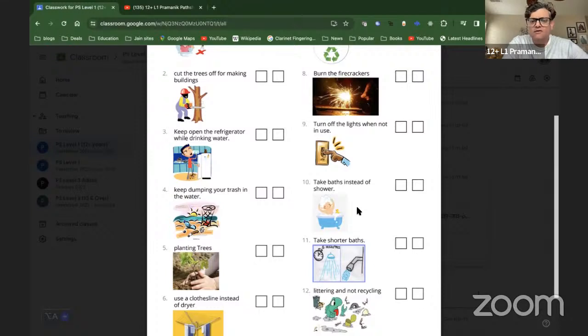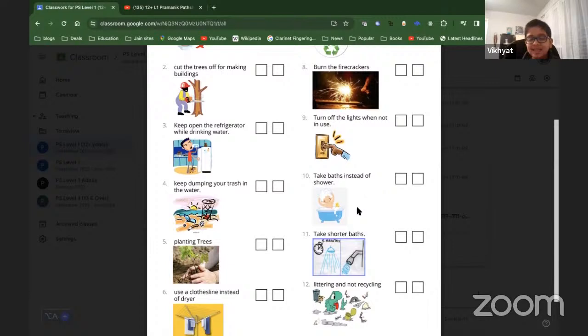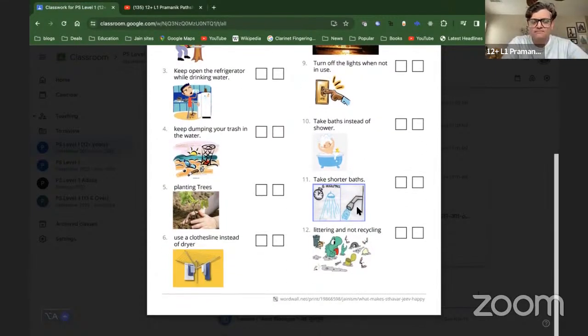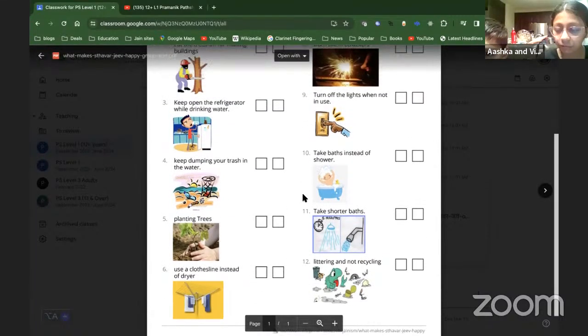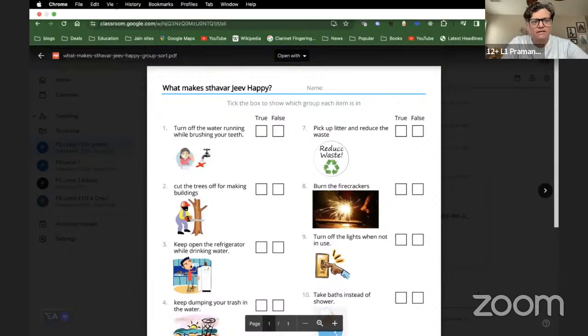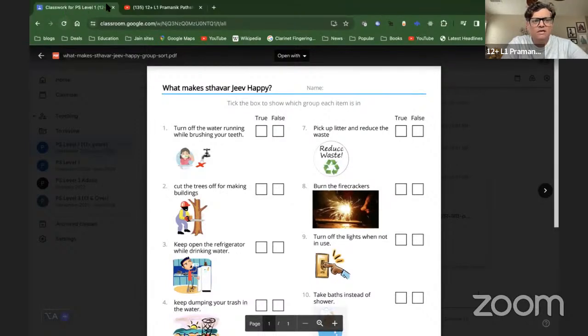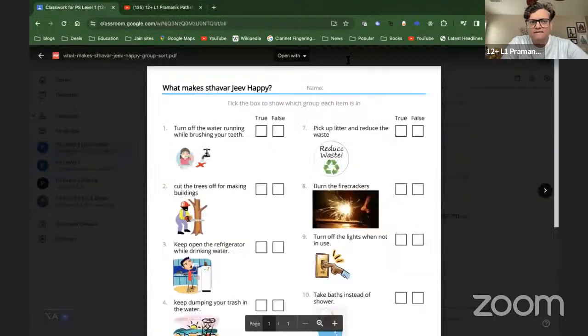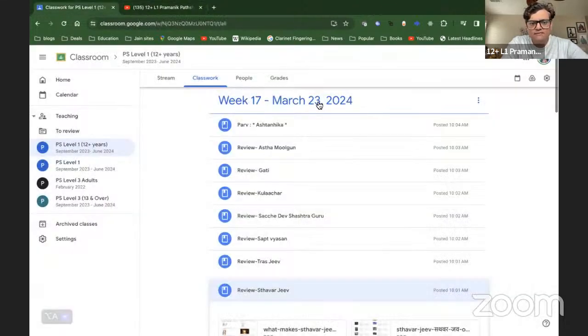So that will also help make them happy. Taking baths instead of showers, happy. Vijay? Yes, happy, of course. Taking shorter baths, happy. Okay. Littering and not recycling. Unhappy. Good. Great. Okay, let's keep going. These are very intuitive, very direct questions. I think there is nothing fancy in those, right? Let's see what's the next one.